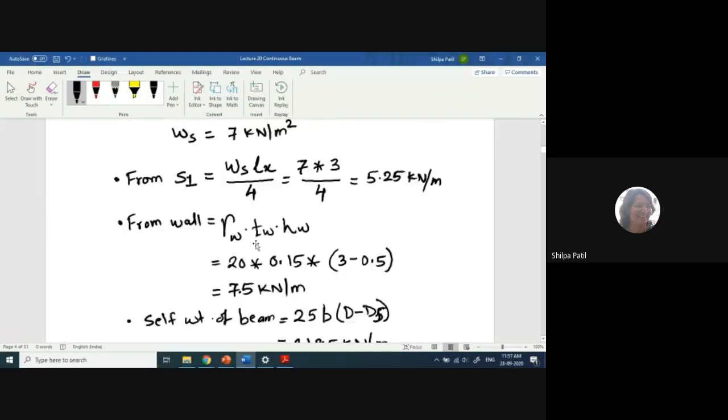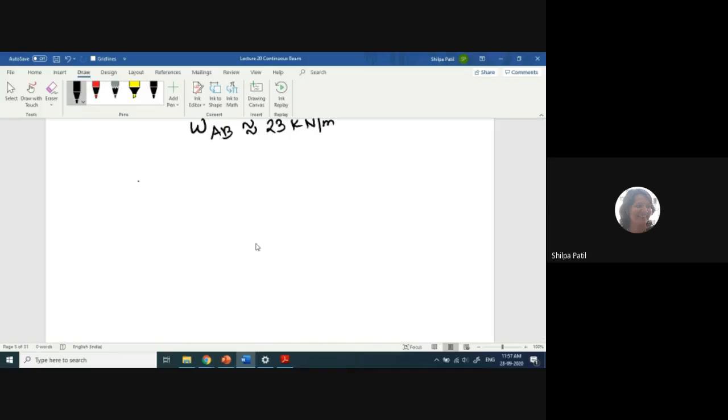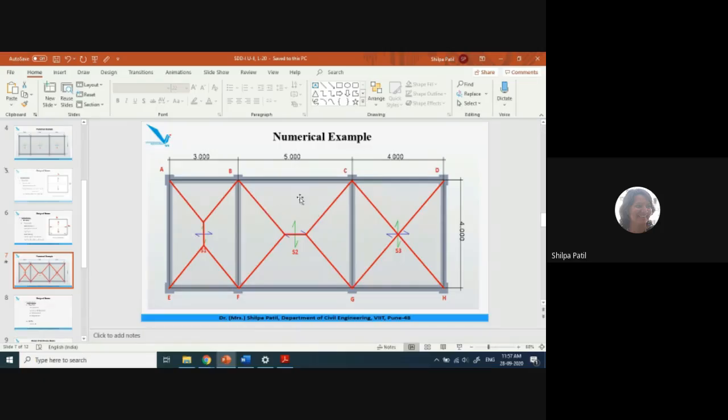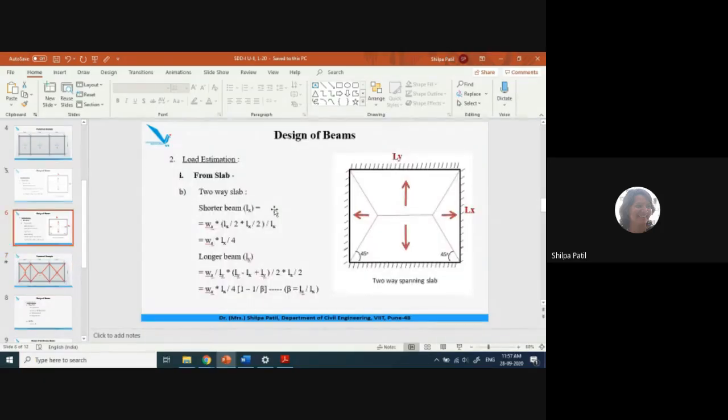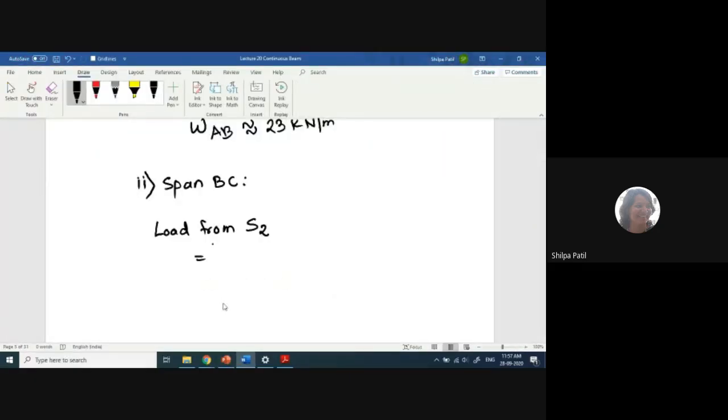So we will quickly go to span BC now for load calculation. So let us consider span BC. I will write down the load from slab. Now here the slab is S2 slab. So again I will go to the diagram here. The slab load will get distributed in the form of a trapezium. So we have to make use of this formula: WS into LX by 4 into bracket 1 minus 1 upon beta. Let us write down this formula here.